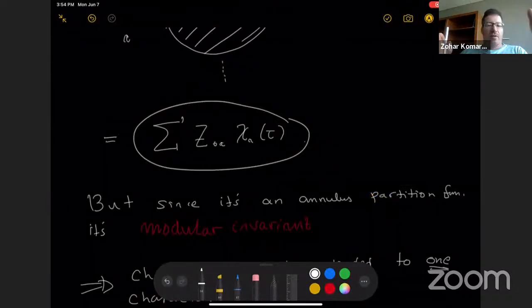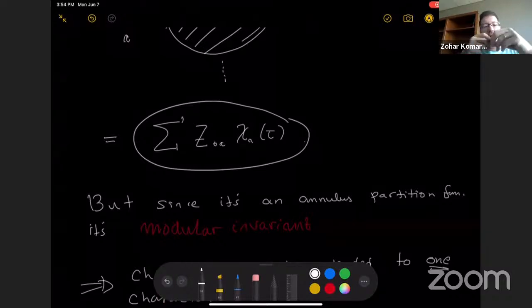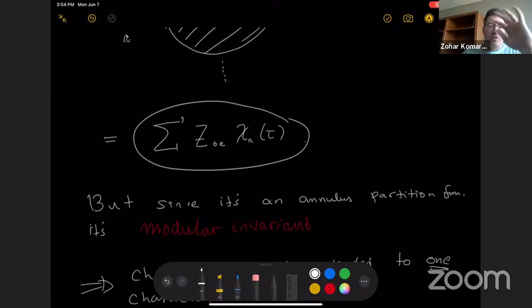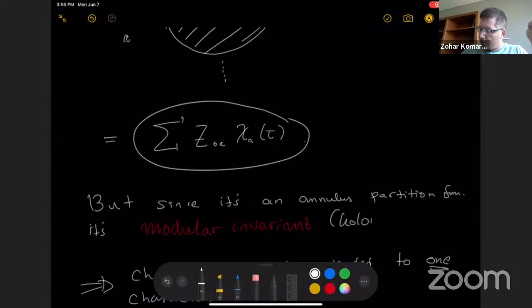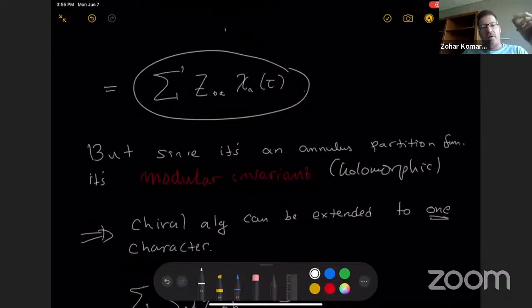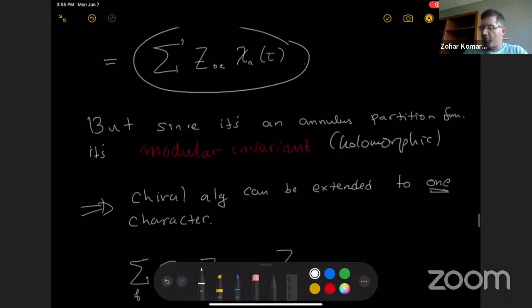So what's the big takeaway message? The takeaway message is that in terms of the RCFT, the condition that there is some boundary condition that is gapped is just a statement that the chiral algebra can be extended to have one character. And that leads to a modular invariant partition function, which is completely holomorphic. So using this technology, you can just look at RCFT examples and try to understand when such a matrix exists. This is a highly non-obvious problem, but it's a way to think about it.